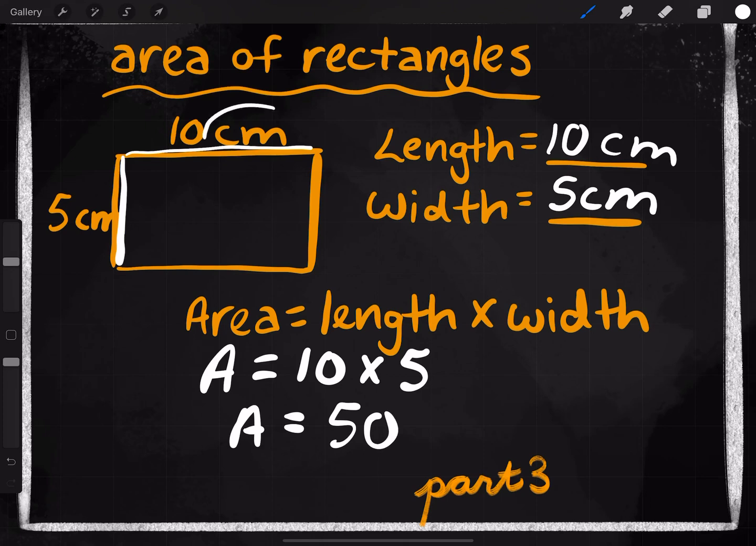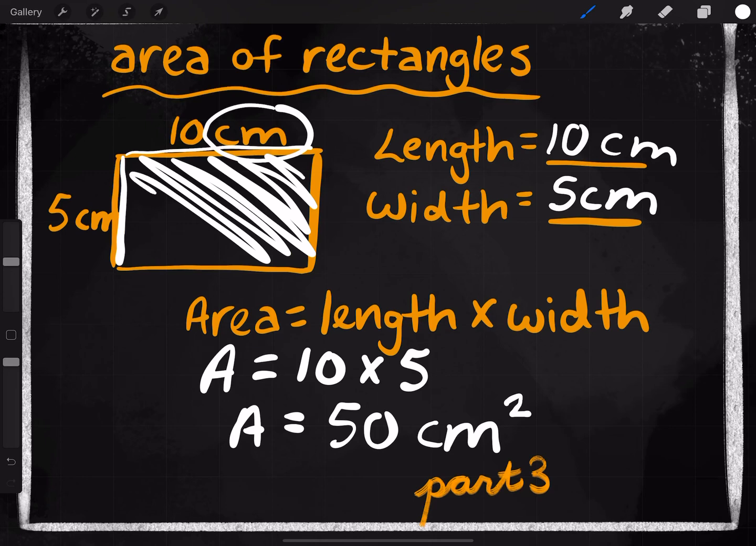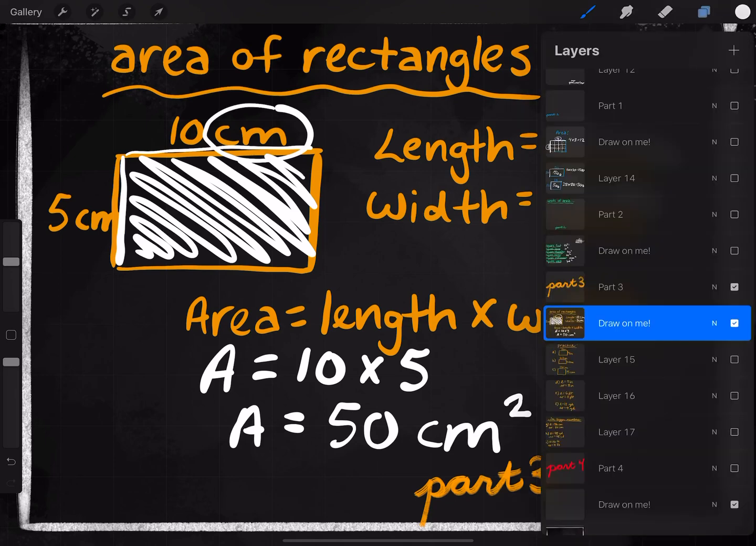And now we are using centimeters. So I'm going to write centimeters squared. I write square centimeters because I'm measuring area. And if I'm measuring area, it always needs to have a little square symbol. They are square centimeters because of the squares you can draw when you're covering the area. Don't forget the square.